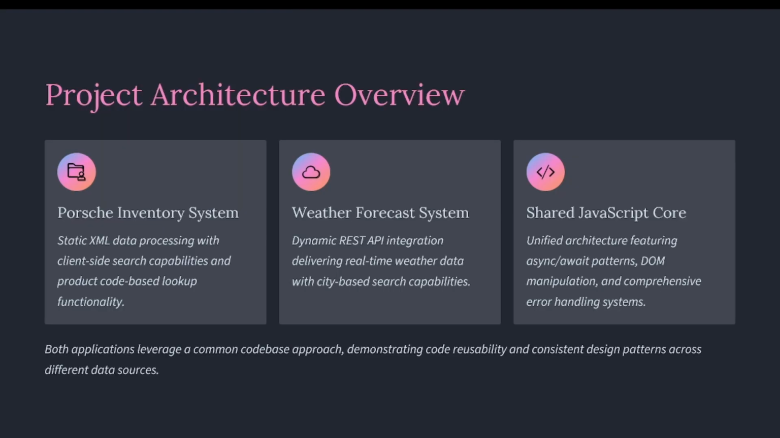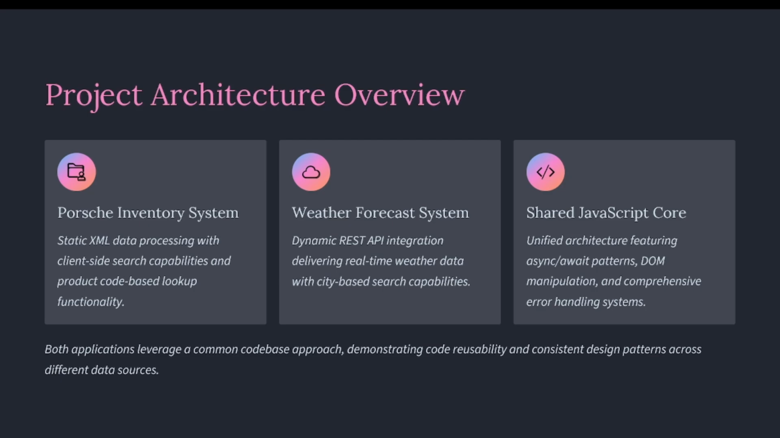So, project architecture overview. Porsche inventory system: static XML data processing with client-side search capabilities and product code-based lookup functionality. In my XML, I basically have an XML table. In the search bar, whenever you search up a code, it'll come up and it'll give you the table. Weather forecast system: dynamic REST API integration, delivering real-time weather data with city-based search capabilities.